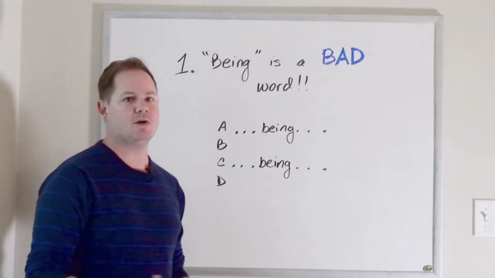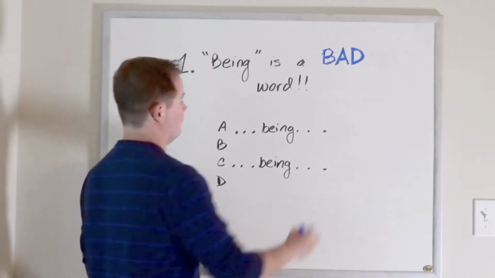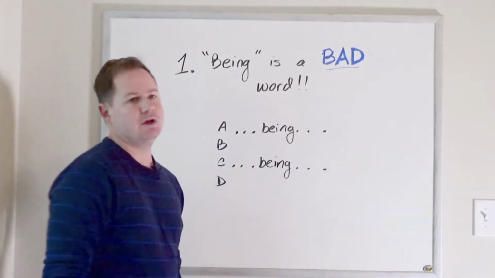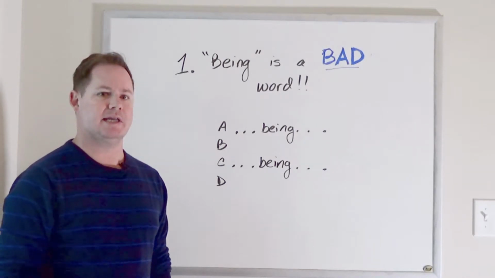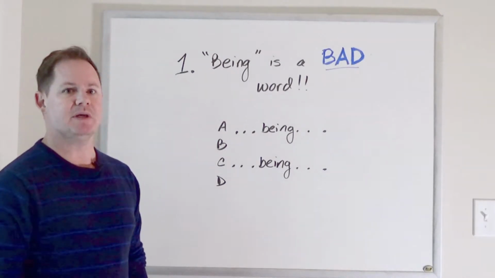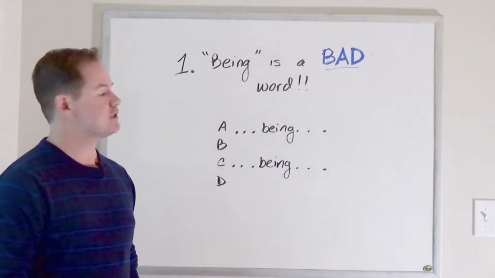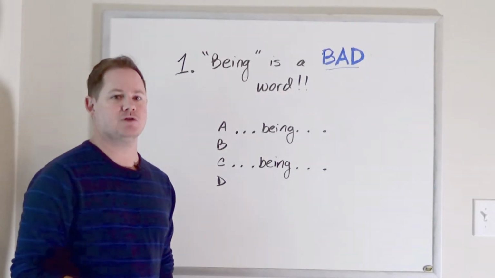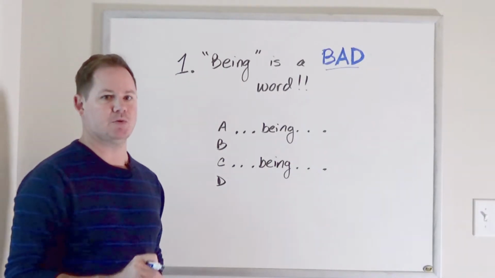All right, tip number 1, being is a bad word. So what do we mean by a bad word? Well, on ACT and SAT, they prefer to put things in active voice, and being is not an active verb form. It's a passive form, and so that's why you can eliminate answer choices that have the word being anywhere in them in the grammar portion of both of those tests.